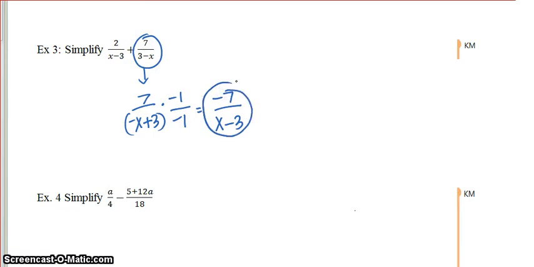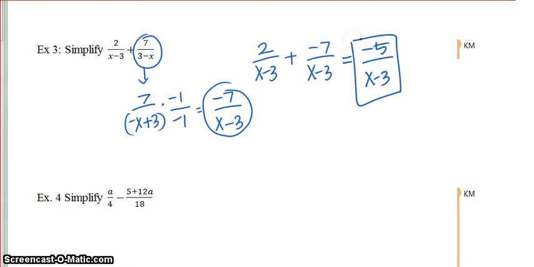So I can rewrite this problem just like this. Now I'm going to rewrite everything, and I'm going to have 2 over x minus 3 plus negative 7 over x minus 3. So all I did was get common denominator, okay? Once I moved it around, all I needed to do to get common denominator is multiply by negative 1 over negative 1, okay? So now I'm adding them, so therefore 2 minus 7 is negative 5 over x minus 3, and there you have it.